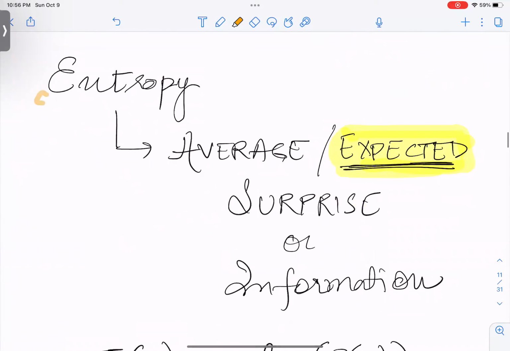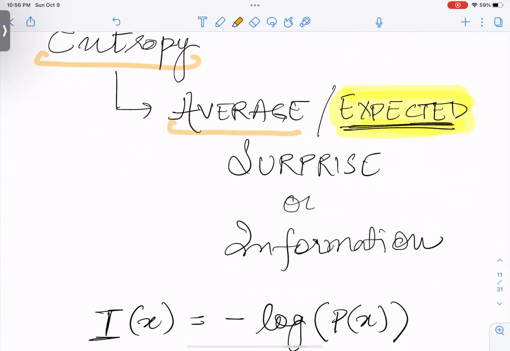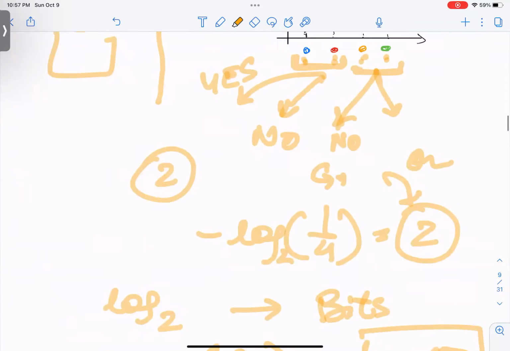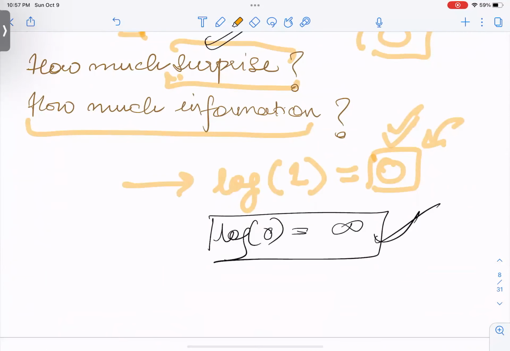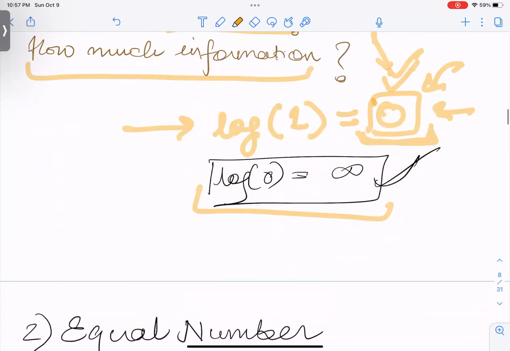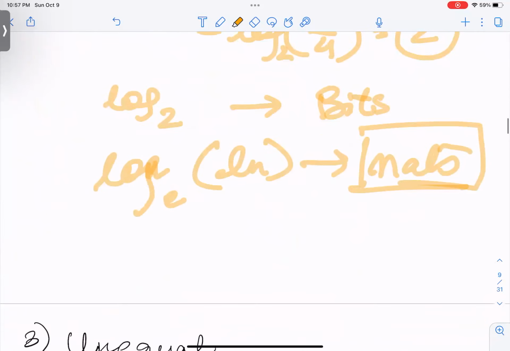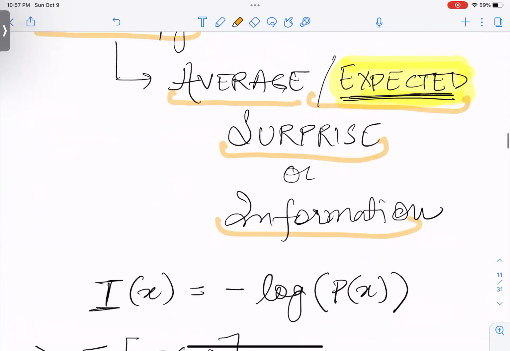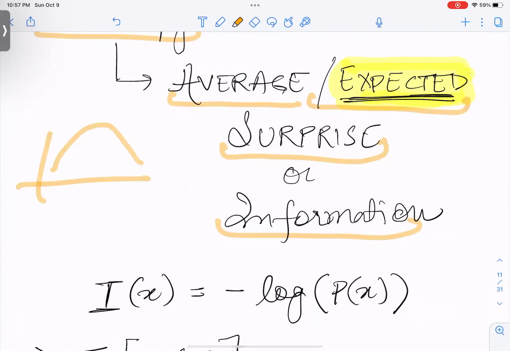Now, what do we mean by entropy? Entropy is nothing but the average or the expected surprise or information. All these things that we discussed, we can also say that I'm quantifying surprise with this. I'm quantifying how much information. If I want to give a numeric value to surprise, I can say negative of log of the probability. So on an average, for all the events that are going to happen, what is the expected surprise or information?